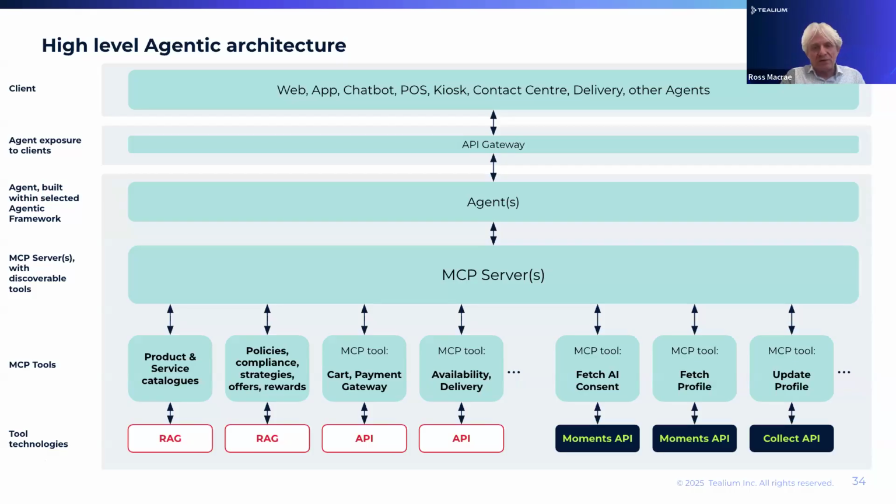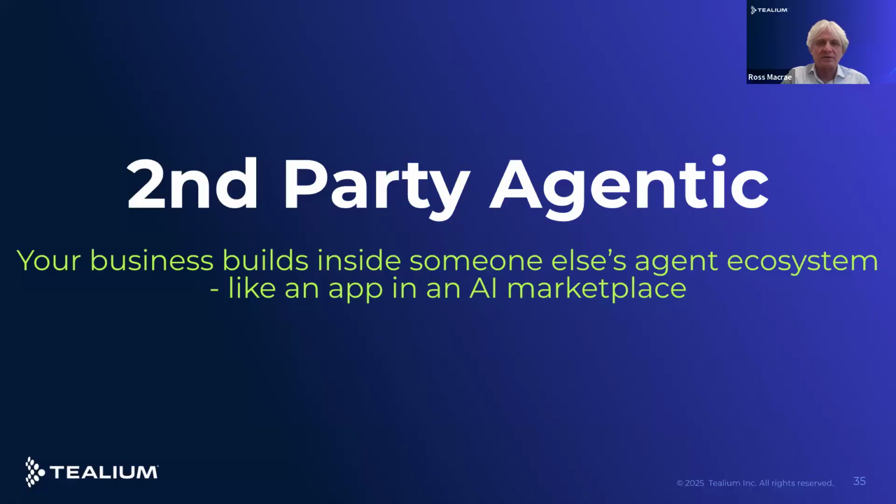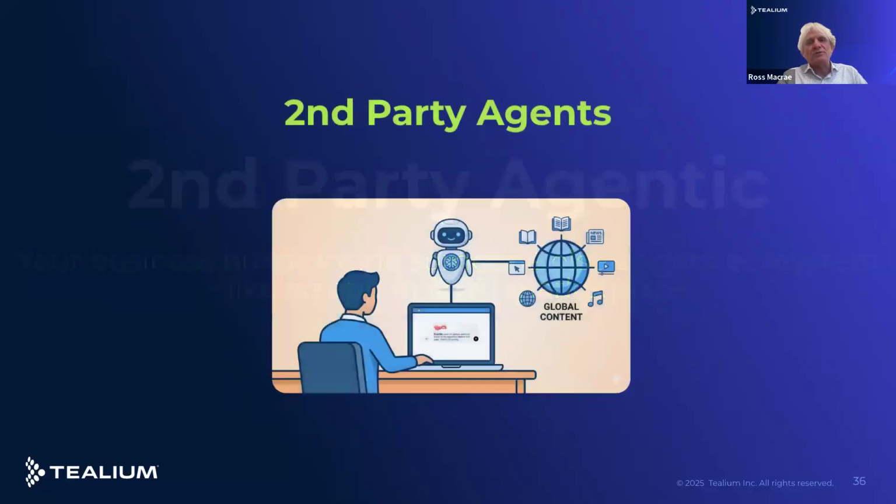Now, this is really powerful, and this is what powers your first party agents. But here's the thing: it doesn't just apply to your first party agents. So now then, let's look at second party agents. This is where your business builds inside someone else's agentic ecosystem. It's a bit like an app in an AI marketplace, but your customers can tell their favorite agent to use your app to answer their questions and service their needs. Here's what it looks like.